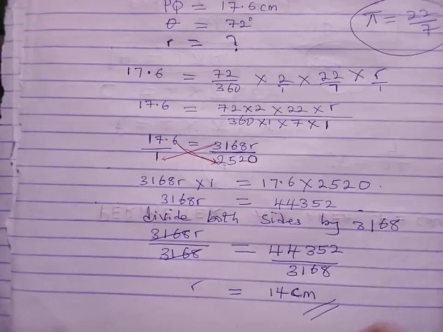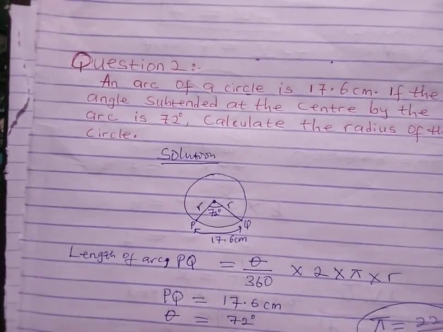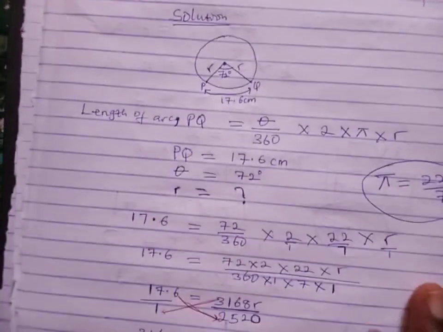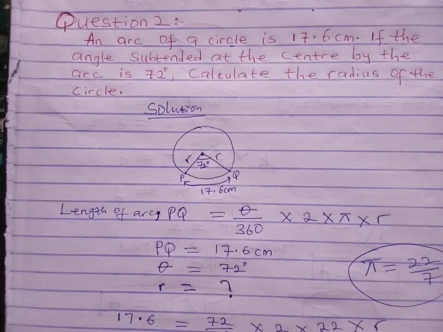So this is basically how to calculate the length of an arc of a circle and the radius of a circle. In our next video, we're going to look at sectors of a circle, the areas of the sector of a circle.